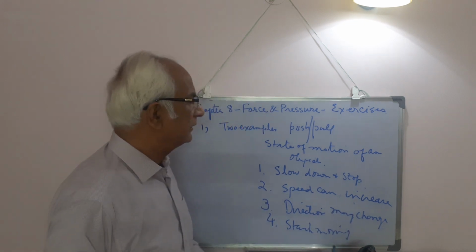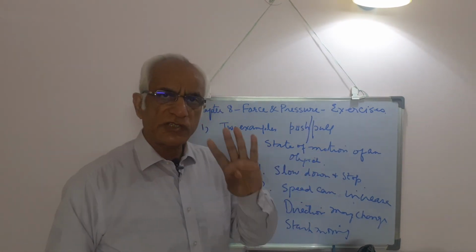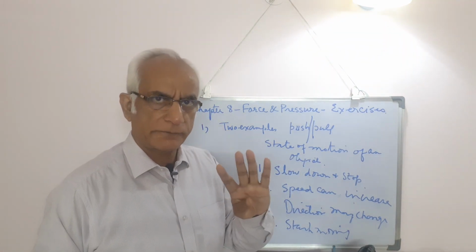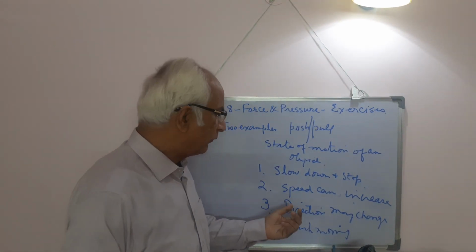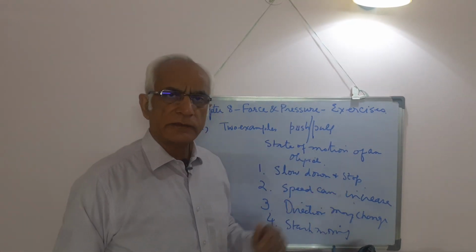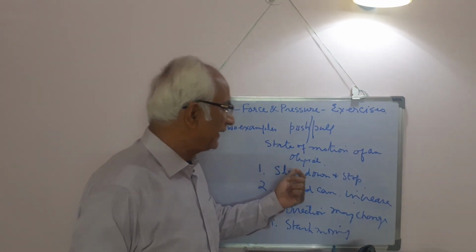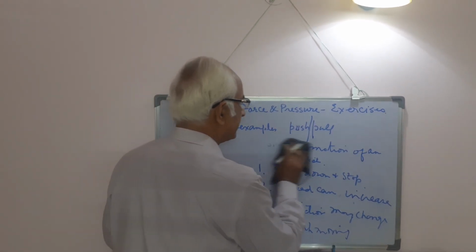So whenever we apply force on an object, the state of motion can change in four different ways. If it is at rest, it will start moving. If it is moving in one direction, the direction can change, the speed can increase, or the speed can decrease and it can stop. Now we'll see examples.